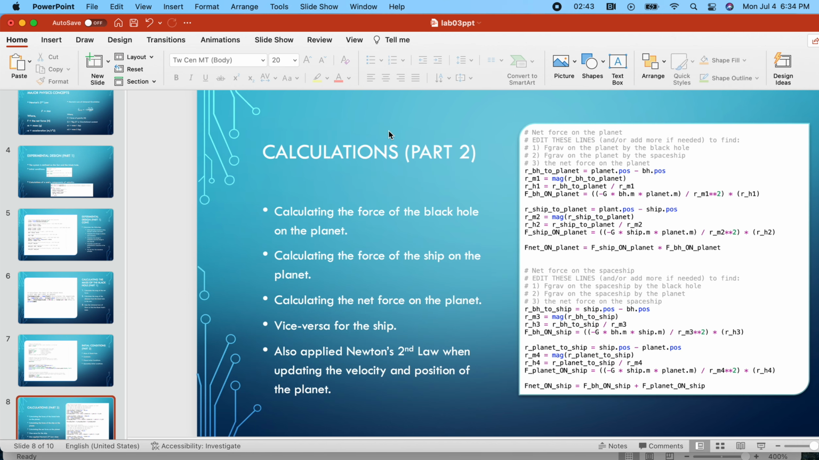So here are the calculations for part 2. Here we were calculating the force of the black hole on the planet. We were calculating the force of the ship on the planet, calculating the net force on the planet, and we were doing this vice versa for the ship. So these are included in this top few lines, and then vice versa for the ship is included on these bottom few lines. We also applied Newton's second law when updating the velocity and position of the planet. I don't show it here, but in the code it was called making things move. That's what this is for.